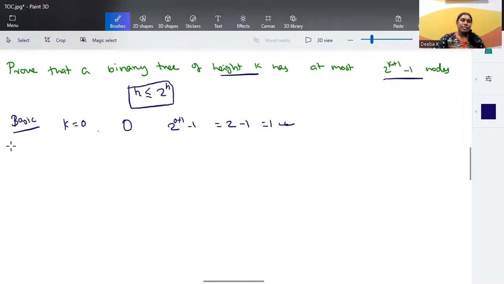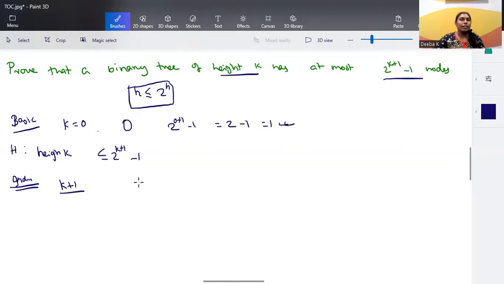And what is the second step? The second step is the inductive hypothesis. The hypothesis is that we assume that up to height k, the number of nodes present in the binary tree will be at most 2 power k plus 1 minus 1. So this is assumed to be proven. Now what is the next step? The inductive step is where we check for the k plus 1 case. What might be the number of nodes present in a binary tree of height k plus 1?